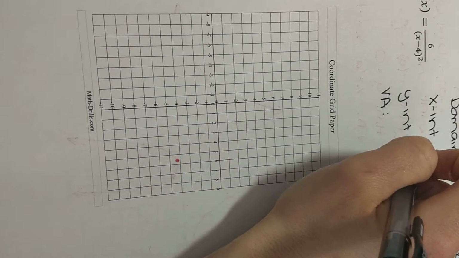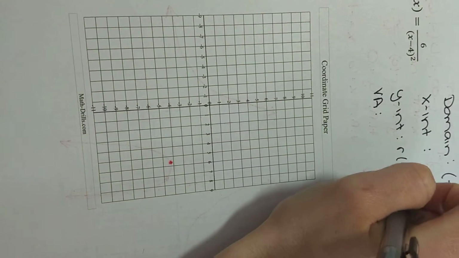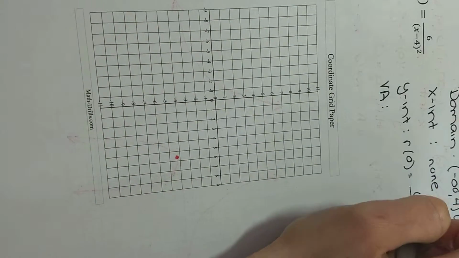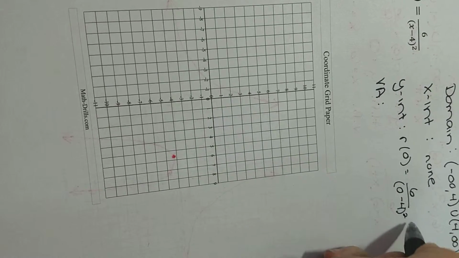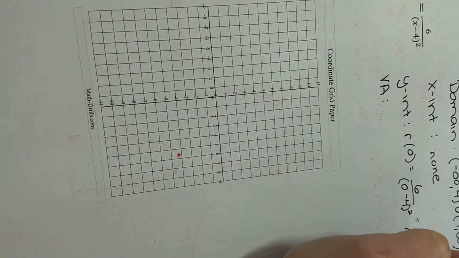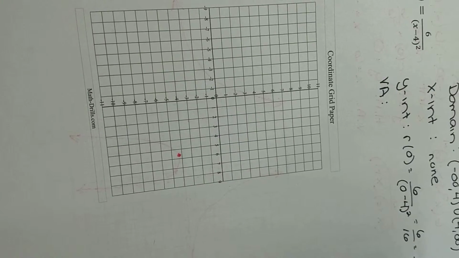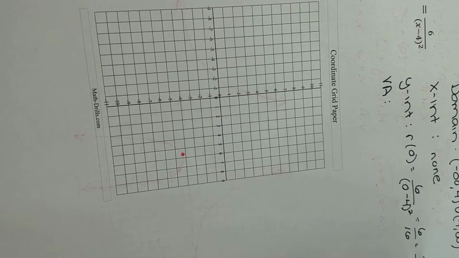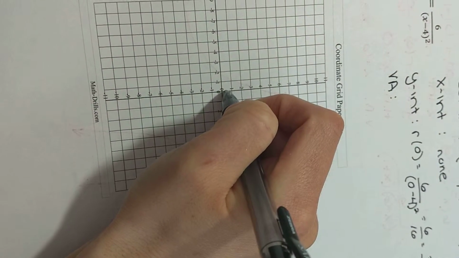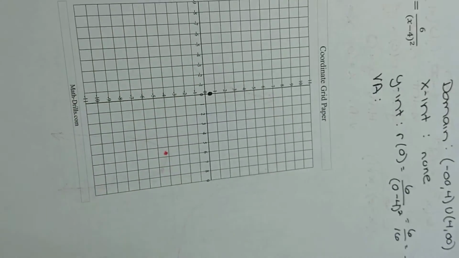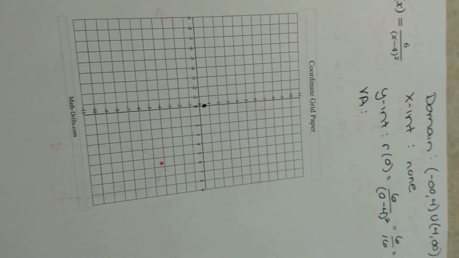Alright, the y-intercept is the easy one. We just plug 0 into our function. So I have 6 over (0 minus 4) quantity squared, which is then 6 over 16, which reduces down to 3/8. So let's go ahead and plot that point on our graph. So (0, 3/8), that's going to be right about there. So hopefully you can see it.